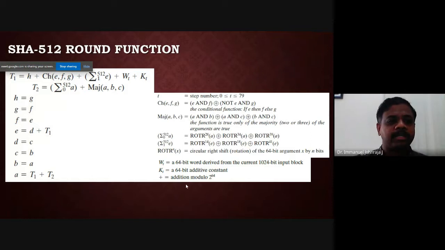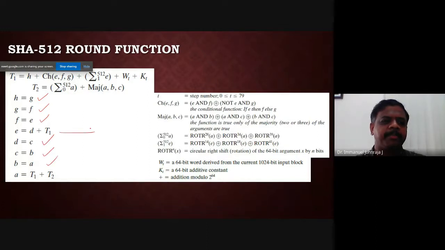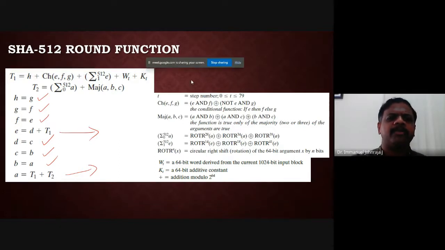This is what is happening, sir. Look at H. H is G. G is F. F is E. D is C. Changes are happening with E and A. What is A? How do we calculate A? A is T1 plus T2. What are T1 and T2? T1 and T2 are temporary values, right? This is important for you guys to understand. What is T1? This is T1.